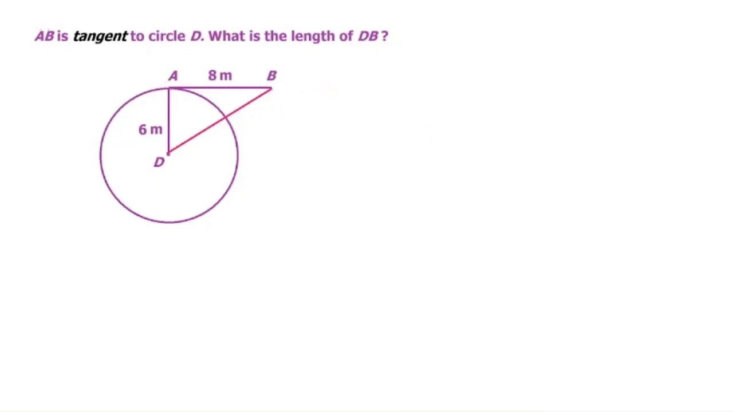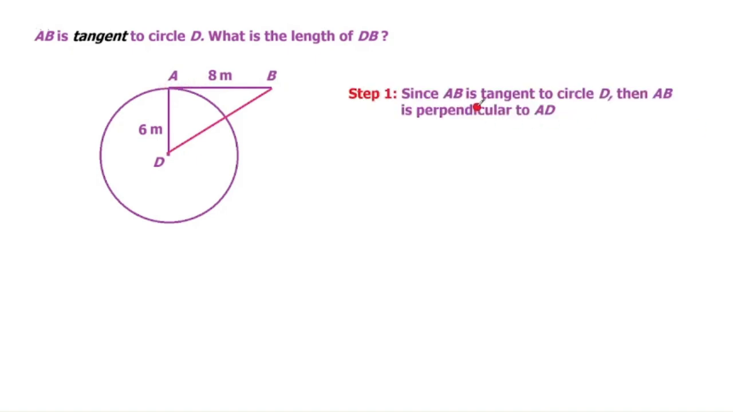So let's talk about tangent lines first. Since this problem tells us that AB is tangent to circle D, then AB is perpendicular to AD. So that means this line and this line are perpendicular. Or another way to say it is this angle is exactly 90 degrees. So triangle ABD is a right triangle with the hypotenuse DB.